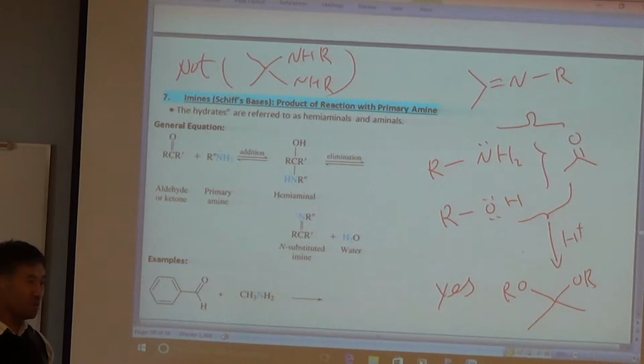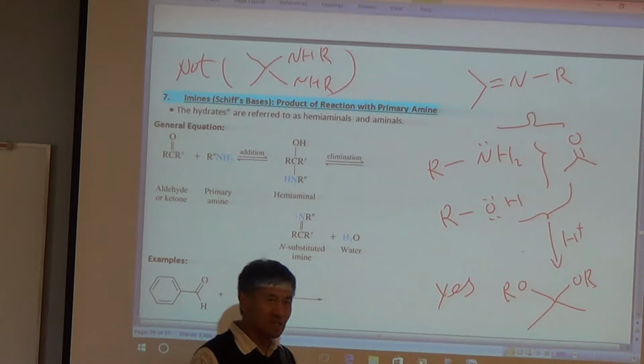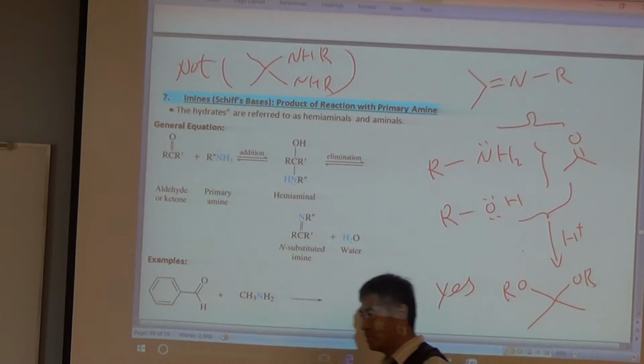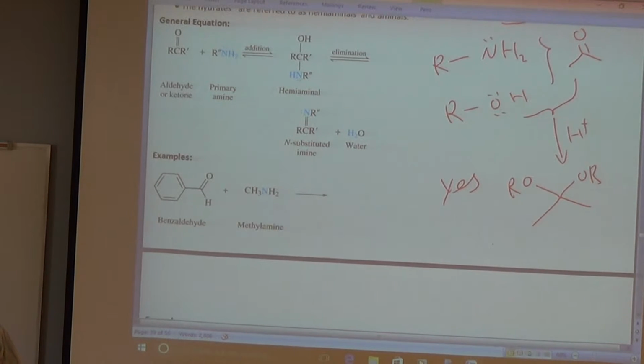So you produce a double bond between N and C. That's enough. It's very similar. You have two single bonds. Right, now let's see how we can predict the product. So usually we'll see you will produce the hemiaminol, and the hemiaminol dehydrates and gives you the final imine.